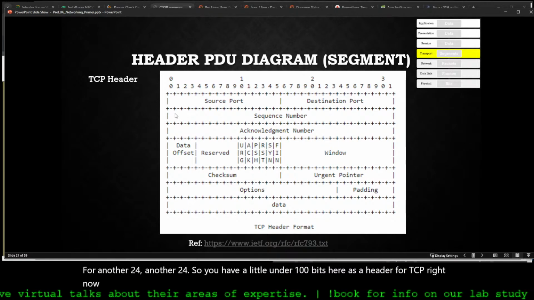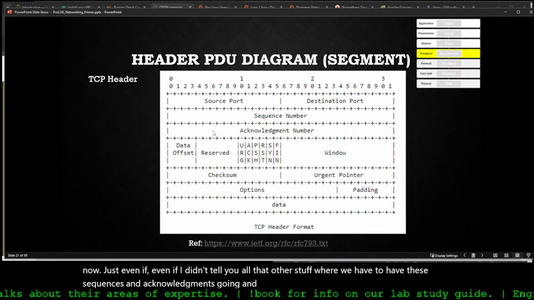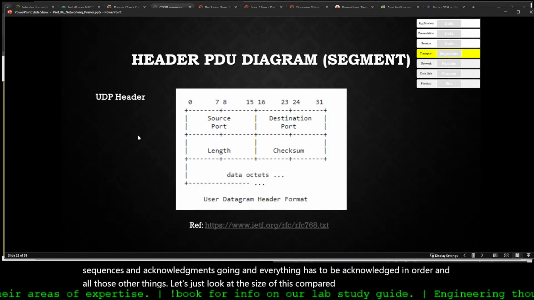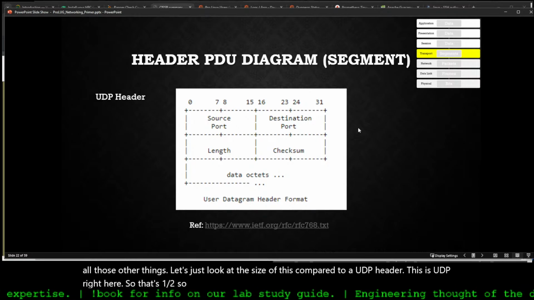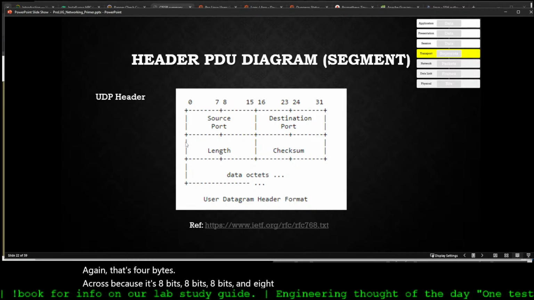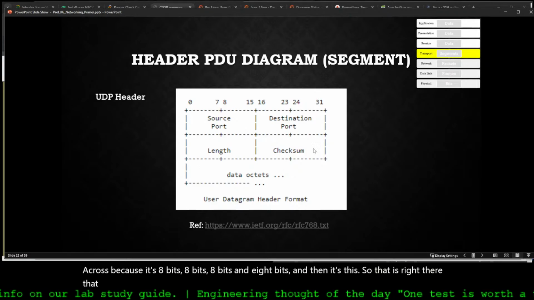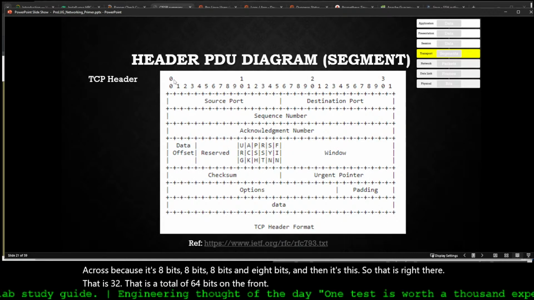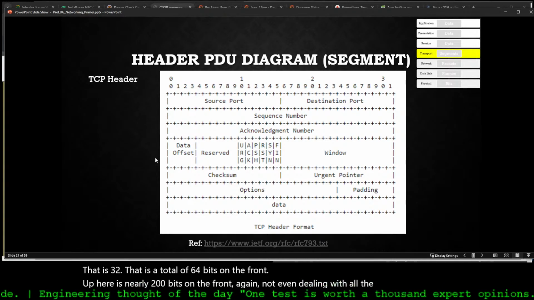Even if I didn't tell you all that other stuff where we have to have these sequences and acknowledgments going, and everything has to be acknowledged in order, let's just look at the size of this compared to a UDP header. This is UDP right here. That's 4 bytes across, because it's 8 bits, 8 bits, 8 bits, and 8 bits. That is a total of 64 bits on the front. Up here is nearly 200 bits on the front. Again, not even dealing with all the shaking of hands beforehand and all these other things.